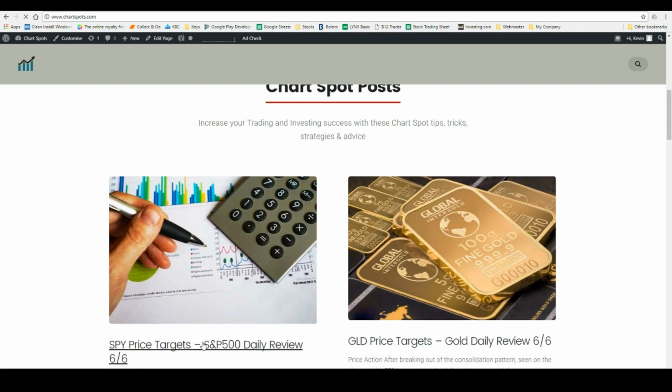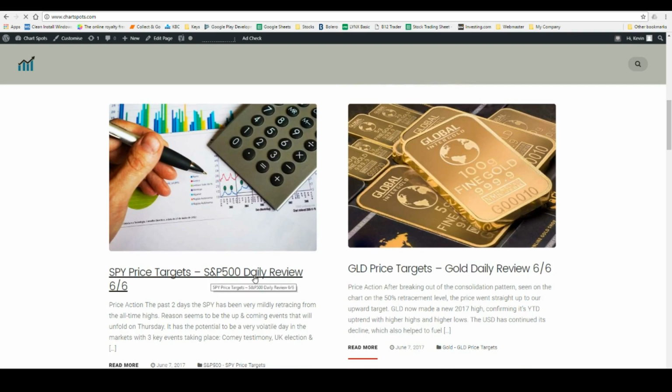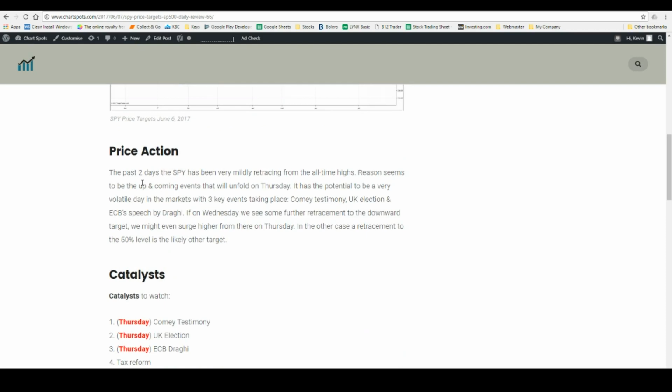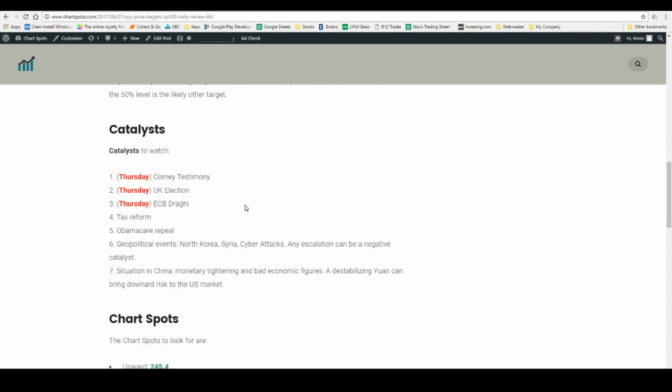What I typically do is I create price levels and targets for the S&P 500 and gold currently. If you would like to see more, do let me know. If I get a lot of requests, I might start adding additional indices or specific futures. So what I do in these is I create a chart and give you some price levels to watch out for, also describing a bit the price action we did have, and also the catalysts to watch out for.